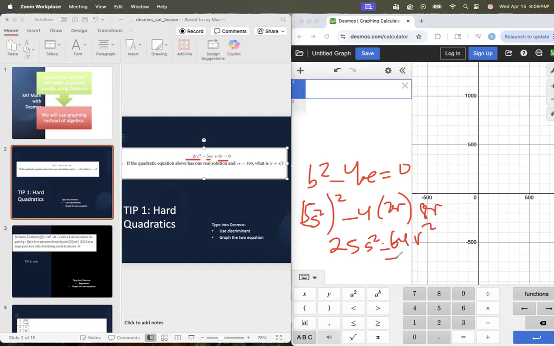As you can see, you can simplify this. You get 5s is equivalent to 8r, plus or minus. But I want you to use the 25 s squared is equal to 64 r squared, and they've given you that rs is equal to 160. Now, let's get to Desmos.